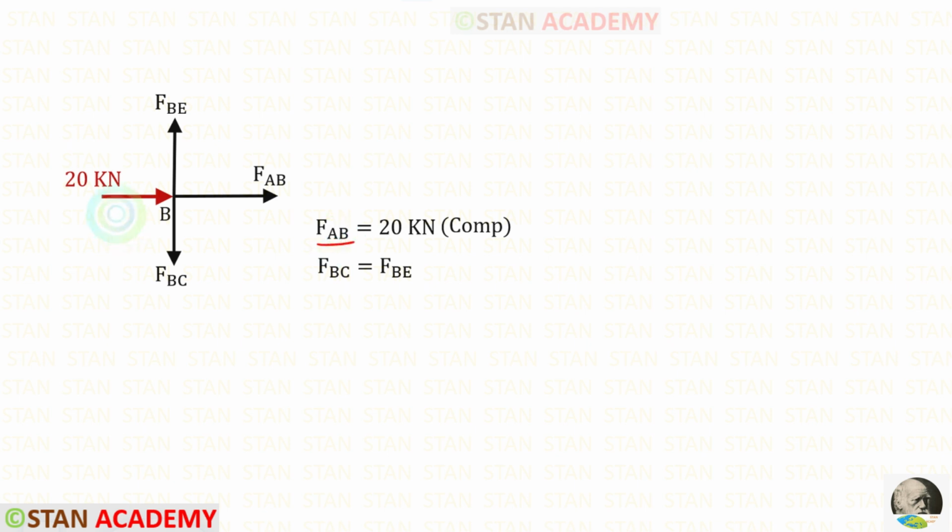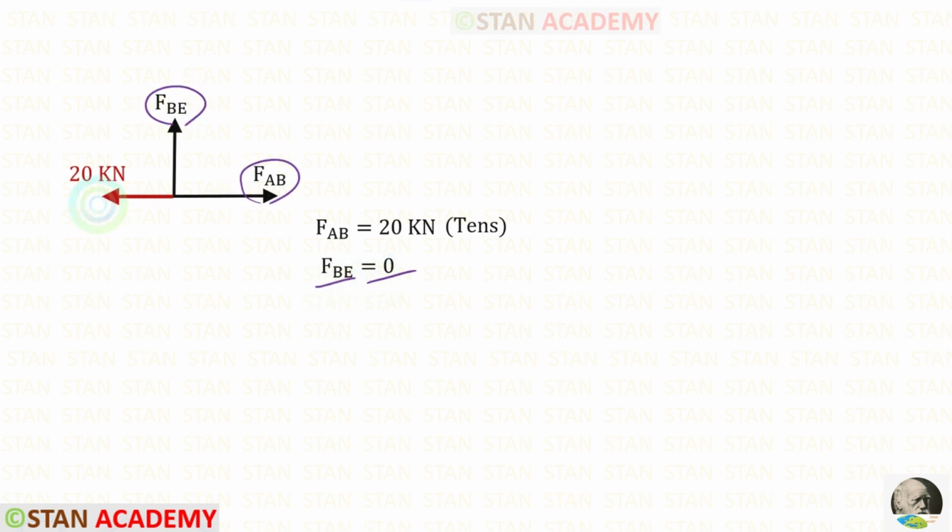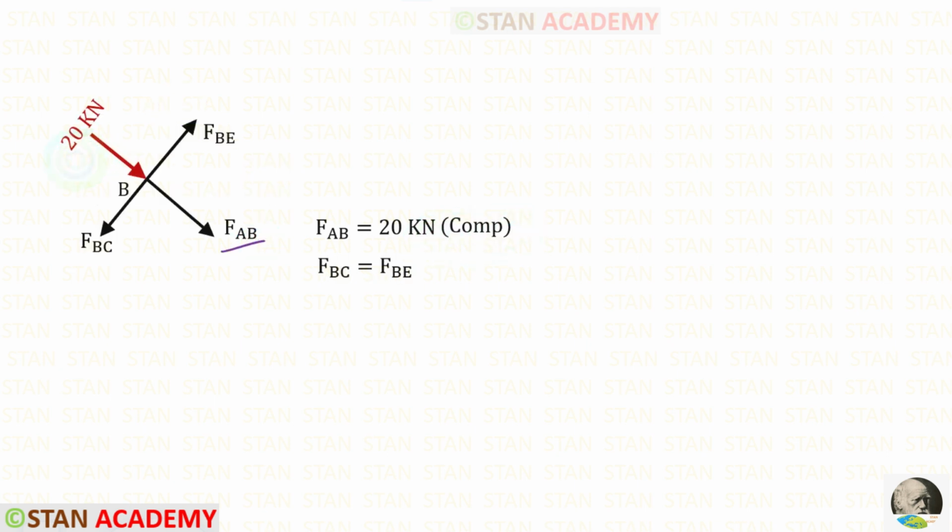Here FAB should be equal to 20 kilonewton and it should be compressive. FBE and FBC should be same. Here FAB should be equal to 20 and it should be tensile. FBE and FBC should be same. Here FBE will be 0. FAB should be equal to 20 and it should be tensile. Here FAB should be equal to 20 and it should be compressive. FBC and FBE should be same.